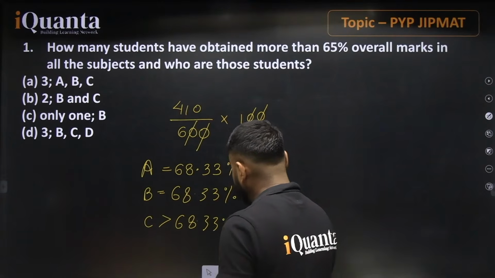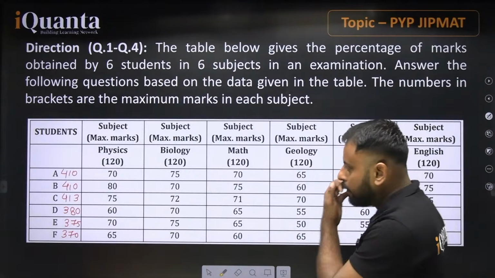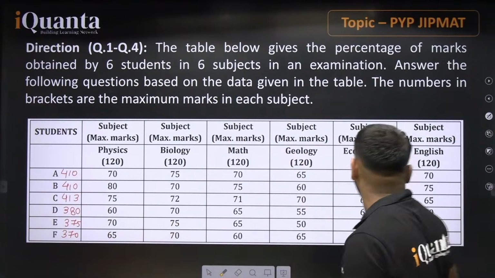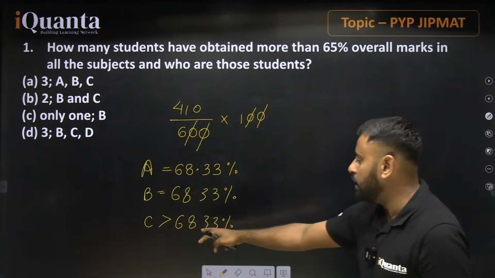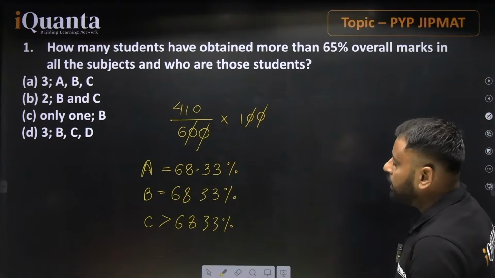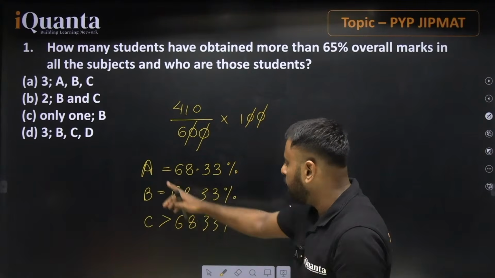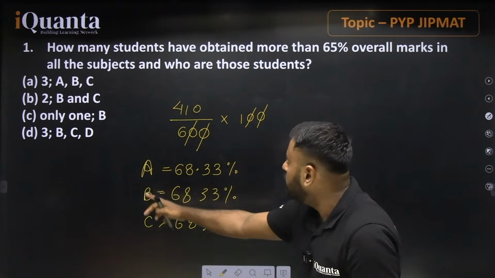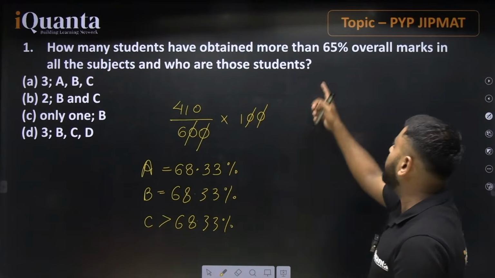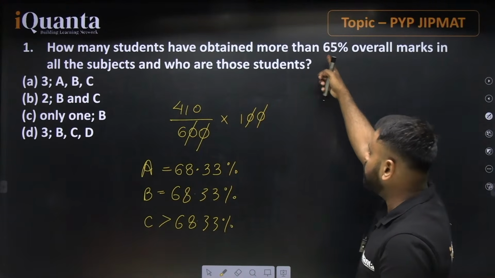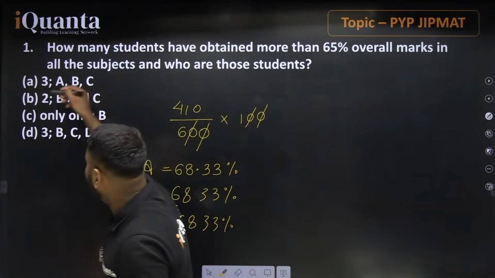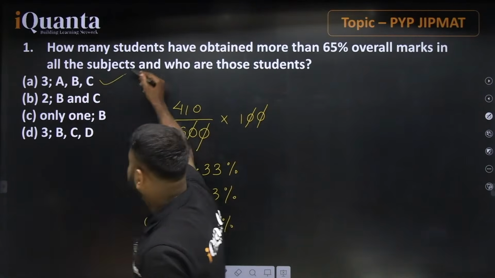How can we say that? Because we know that here the value is 413. That's why the percentage will be greater than 68.33%. And if we talk about the statement, we know that A, B and C, all three students, are obtaining marks which are more than 65%. So the correct answer for this is option A. This is the right one.